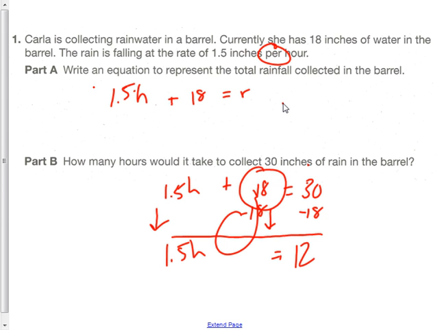So now I want to divide by the coefficient of 1.5 on both sides. So my number of hours is going to equal 12 divided by 1.5, which is 8 hours. So that's how long it's going to take for us to have 30 inches in the barrel.